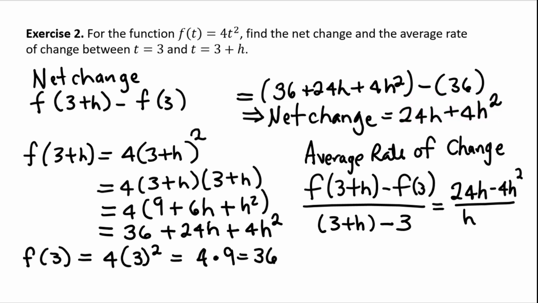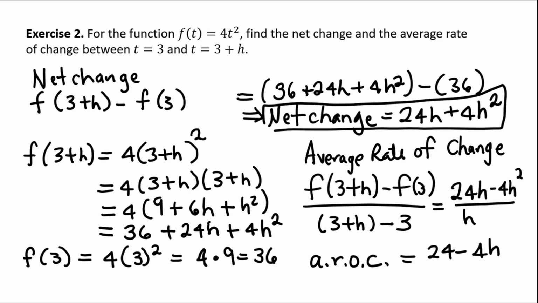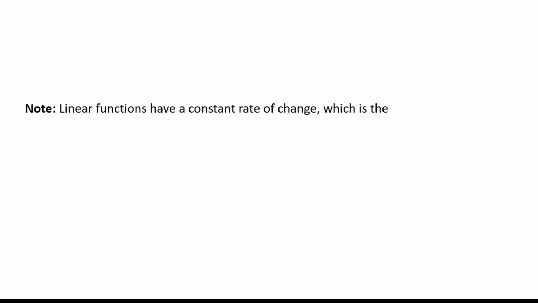Oh, so in the numerator, we can cancel and factor out the h's. So we end up with, I'm just going to write A, R, O, C for the average rate of change. And that's equal to 24 plus 4h. This is kind of messy, so let me box in net change. Note, linear functions have a constant rate of change, which is the slope.